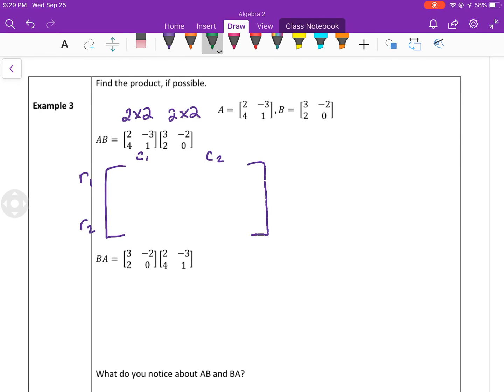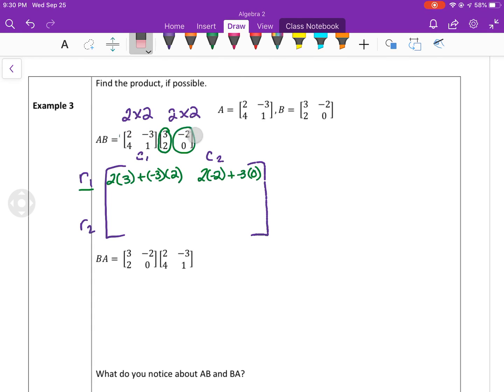How you multiply matrices is you take rows times columns. So you take the first row times the first column, and it works like this. You take 2 times 3, plus negative 3 times 2. Since that was the first row and first column, it goes in the first row, first column spot right there. Then you take the first row times the second column: 2 times negative 2 plus negative 3 times 0. And since that was the first row and the second column, it goes in the first row, second column spot.